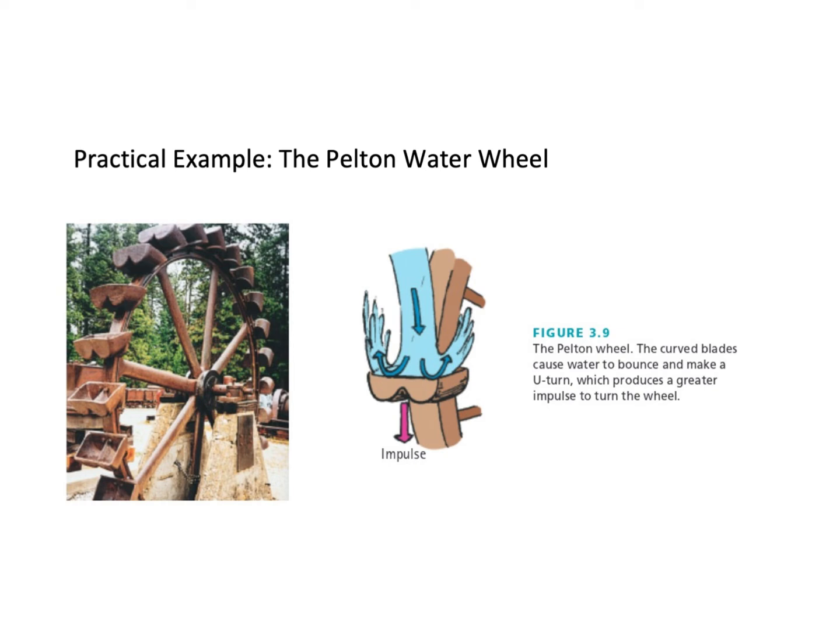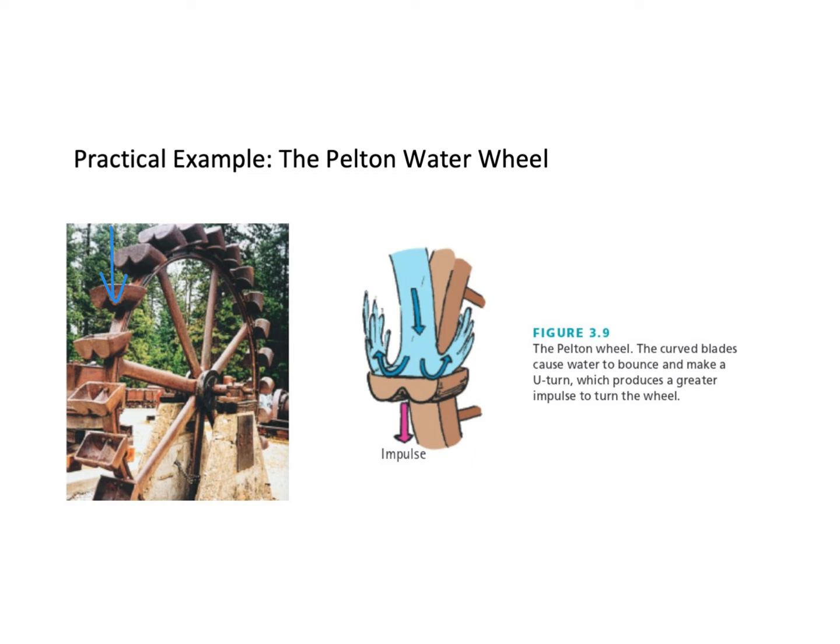This is a water wheel, and so you can imagine that there is some water that is falling into these buckets, causing this wheel to turn. And that could be used to generate electricity or to mill some grain or whatever you're using your water wheel for.